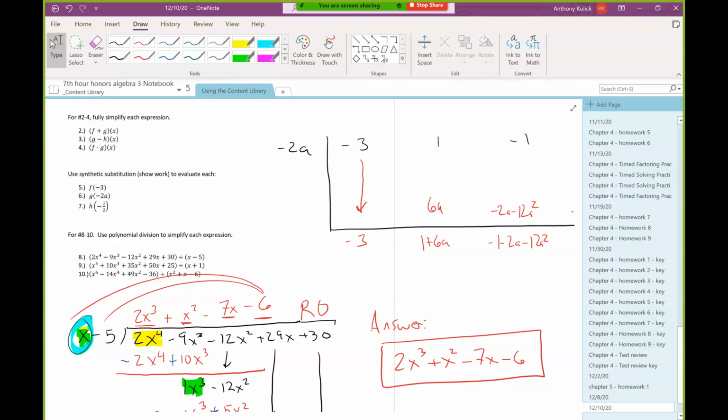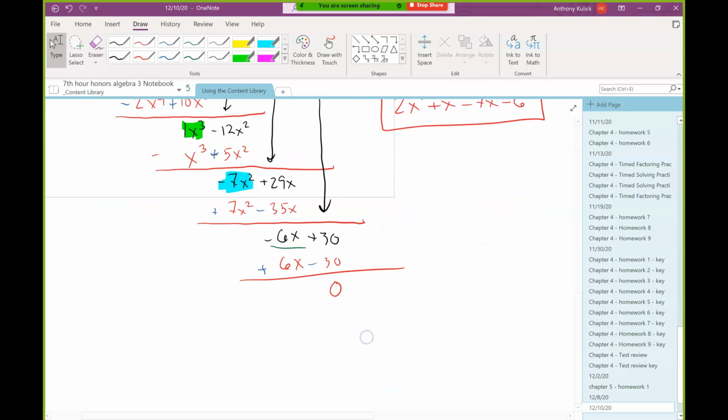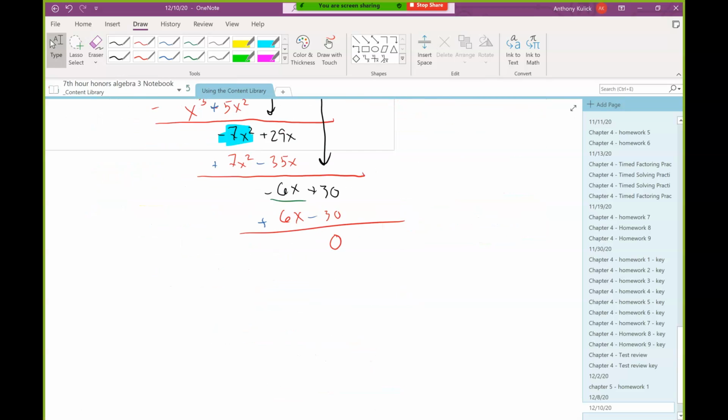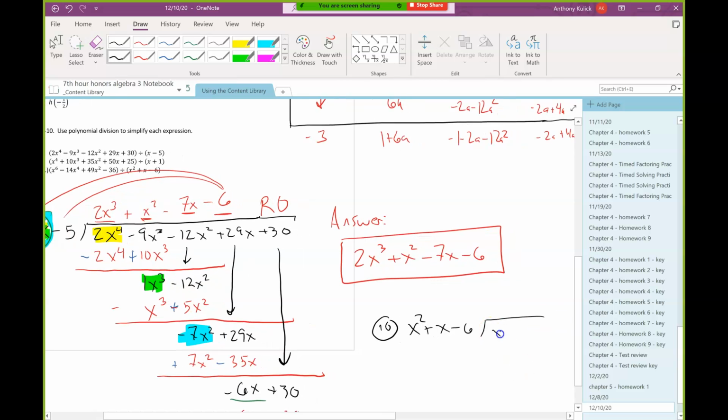You're welcome. Mr. Kulik, yeah, Amy, could you do number 10? I was just confused on how to deal with the x squared plus x minus 6. Okay, it's no different. So let's just set it up maybe over here. And then we got some missing terms here. So I'm going to make sure I put those zeros in.